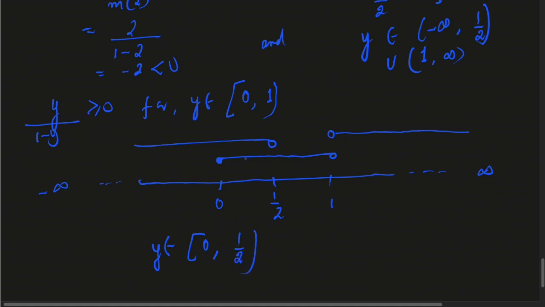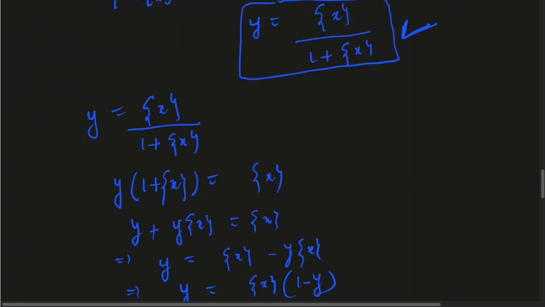And 0 will be included because 0 is present in both the sets. But 1 by 2 will be excluded because 1 by 2 is present in this set only and not in this set. So this gives us y belongs to 0 to 1 by 2, and this is the range of this function. So y belongs to 0 to 1 by 2.